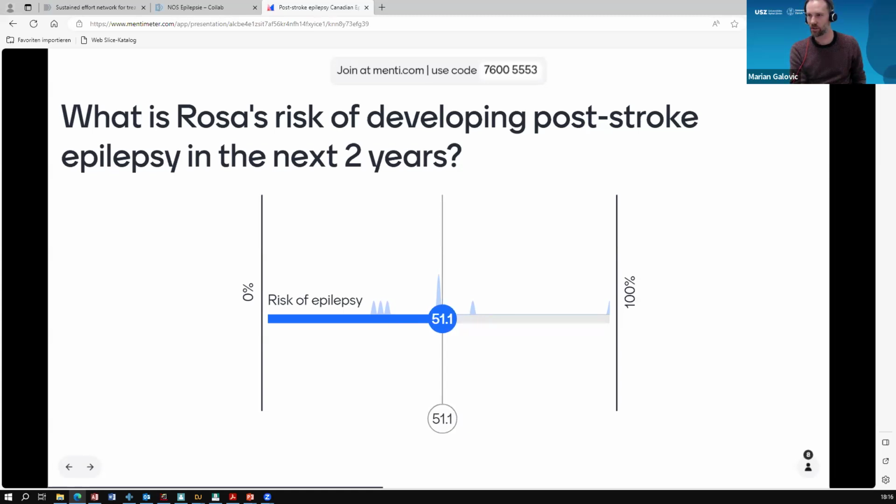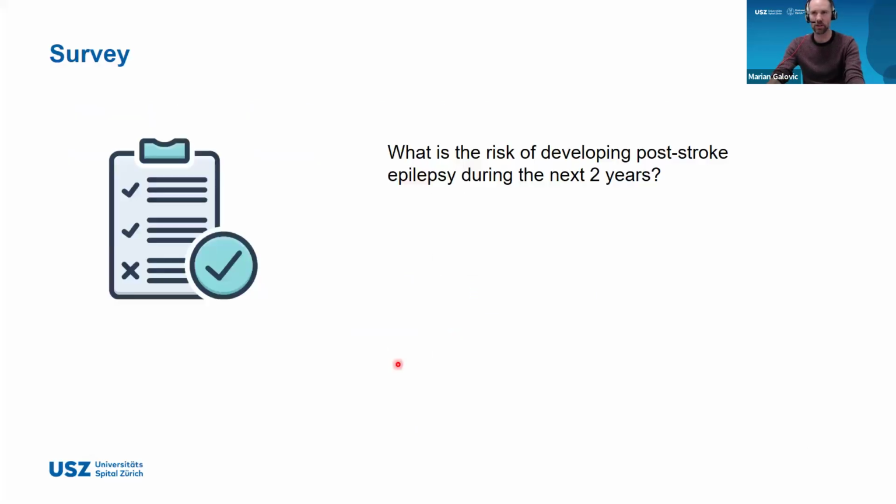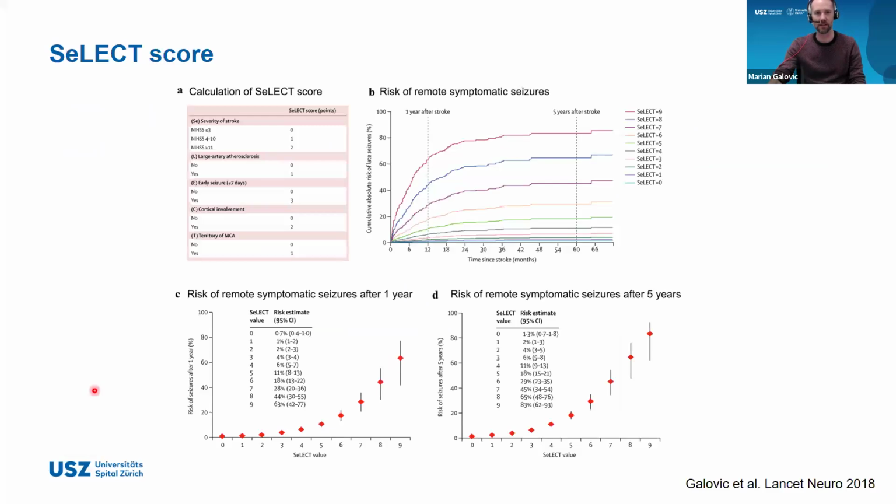Right, so let's wait until the answers are coming in. And so most people think this may be something around 50%. Or some people think it's maybe something around 30 to 40%. All right. Good. So how could we approach this? Let's have a look at some evidence.